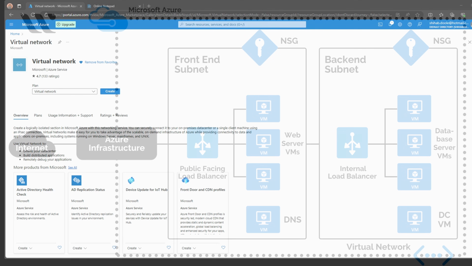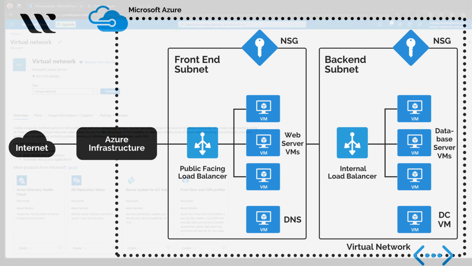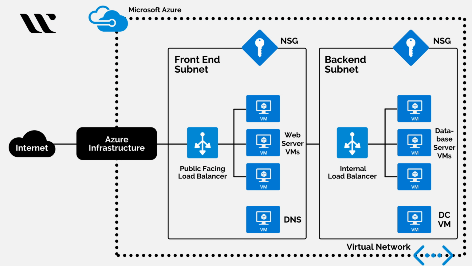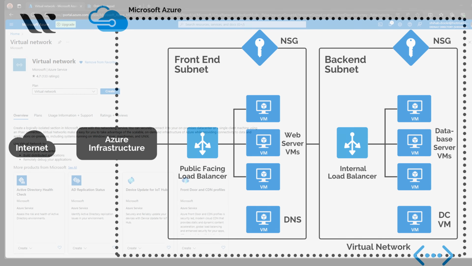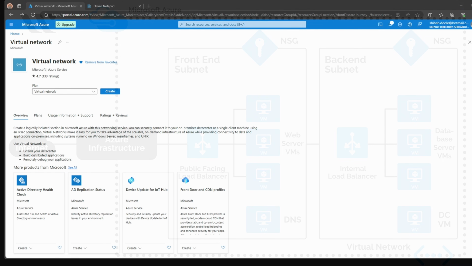So what is a virtual network? Think of a virtual network as your own private network within Azure's cloud. It's like having your own office network, but instead of physical cables and devices, it exists virtually in the cloud. This VNet will allow our virtual machines, databases, web apps, and any other Azure resources to communicate securely and privately.